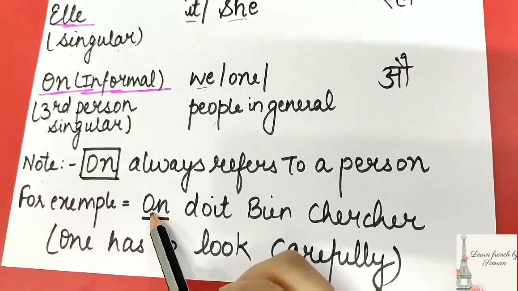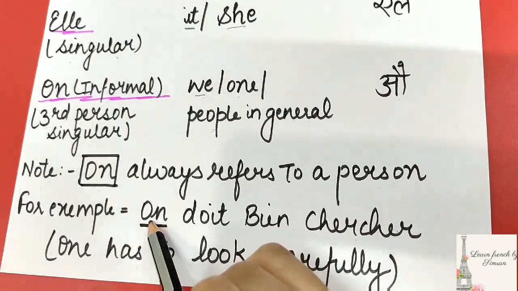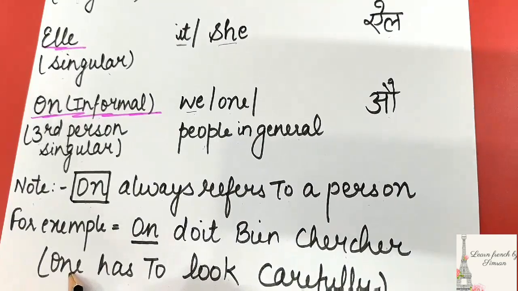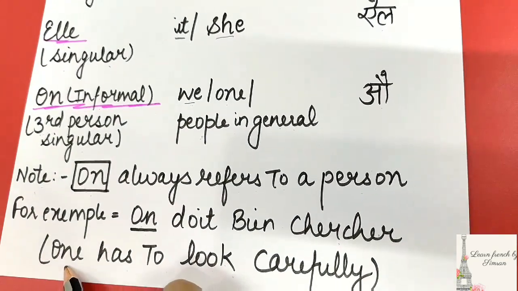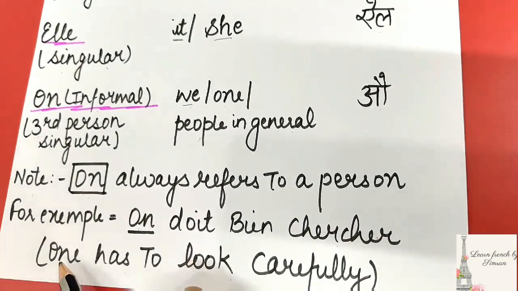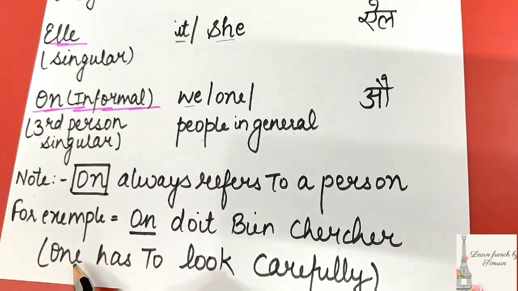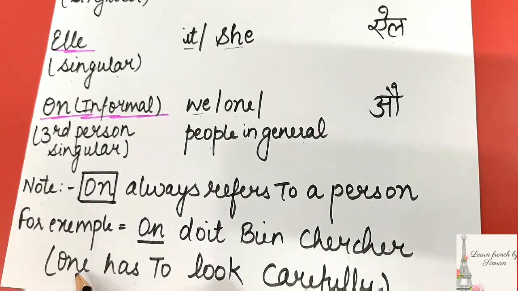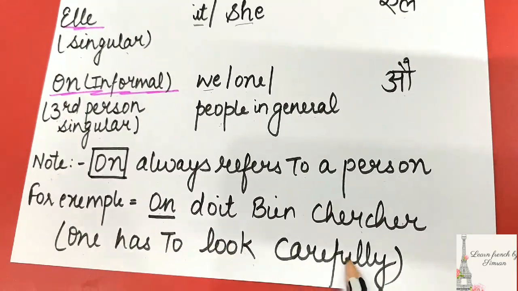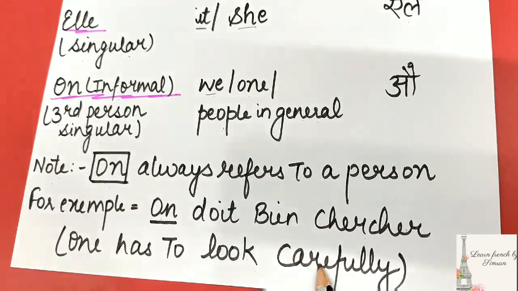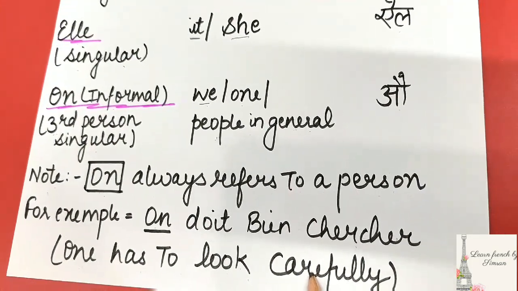Now you can see here this word "on" is used as "one," and this one does not mean the counting one, it means people in general. We are just generally talking that one has to look carefully. This is just one example. We can take one more example.